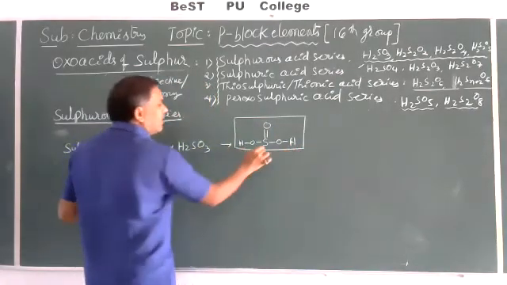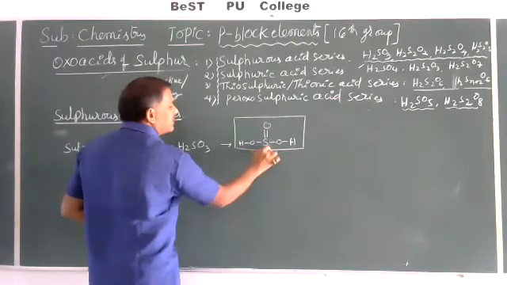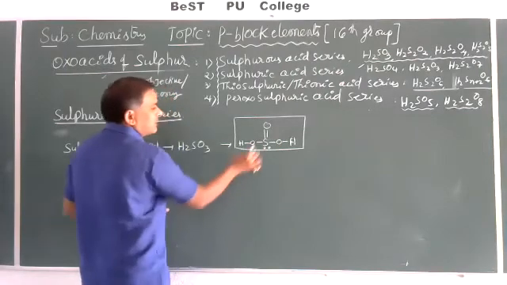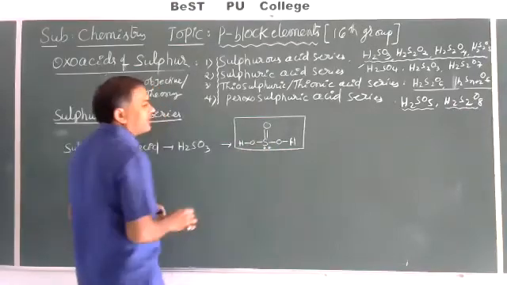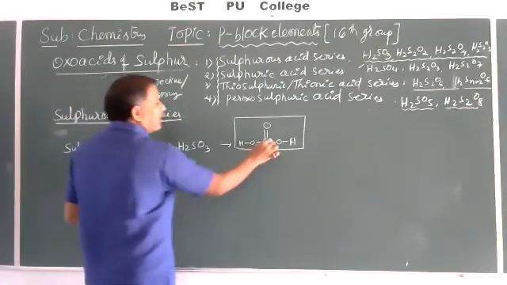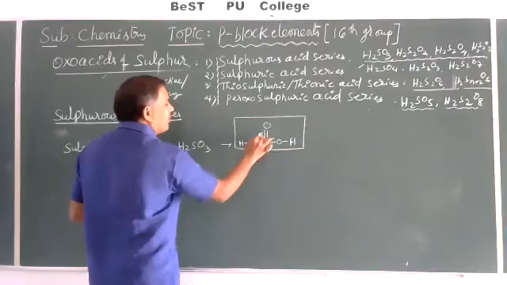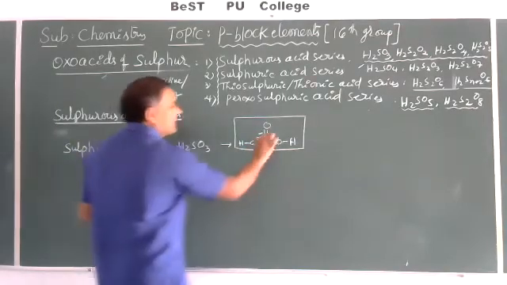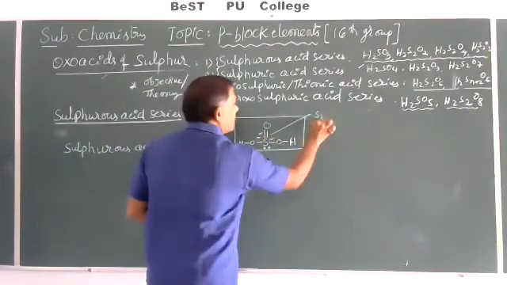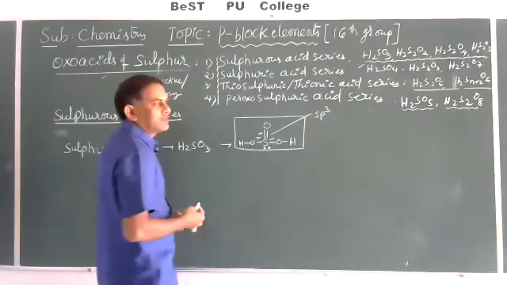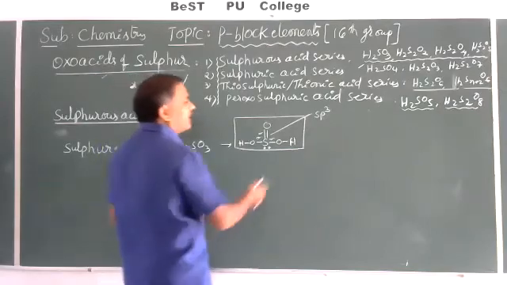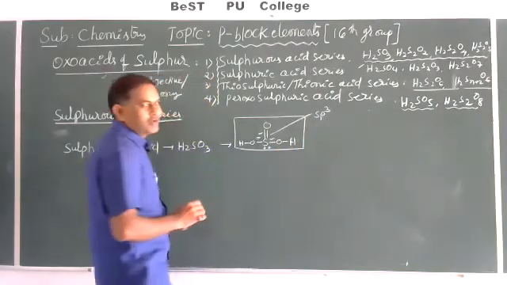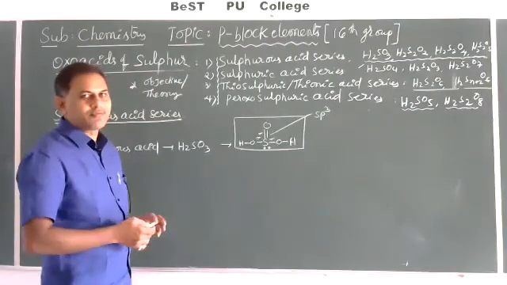Now in sulfur's outermost orbit, 6 valence electrons are there. Out of 6, some form bond pairs and one is a lone pair. That's why around sulfur there are 3 sigma bonds and one lone pair. That's why this sulfur undergoes sp3 hybridization, and the structure is generally tetrahedral in nature.